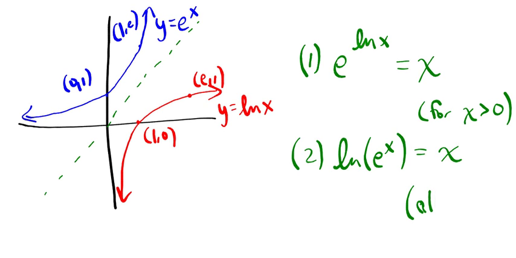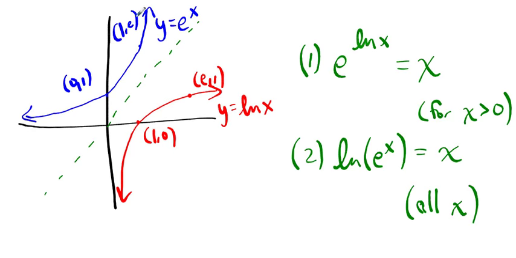And this is true for all x's because you can use any number as an exponent for e. And this will always be positive, so you're always taking the natural log of a positive number. So these are a couple of nice things to have in your back pocket. Those are properties that we use somewhat frequently.